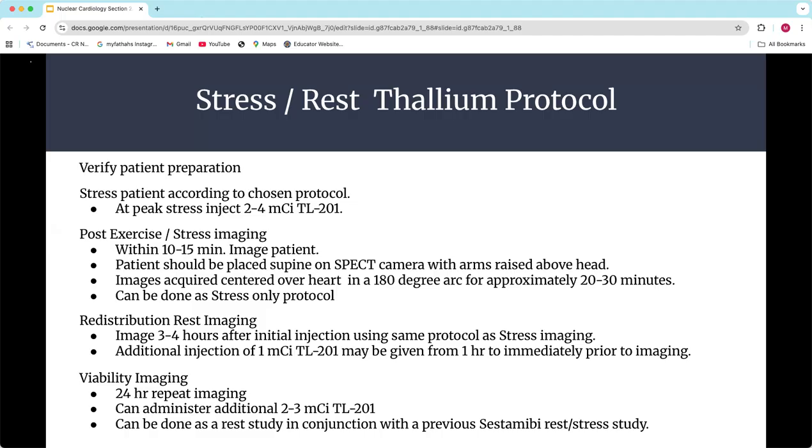Now, this can be done as a stress-only protocol, okay? And the reason that we do stress, I'll finish what we do with the rest, and then we'll talk about why we can only do stress. But remember, we're going to image right away, and then you're going to get a washout, okay? And so you're going to go through a few cycles of this washout. We're going to bring the patient back in 3 to 4 hours, and we're going to image them again. And we don't need to do anything. We just put them under the camera and image.